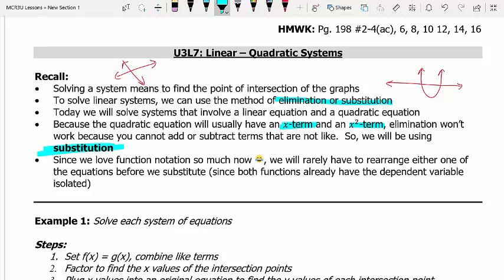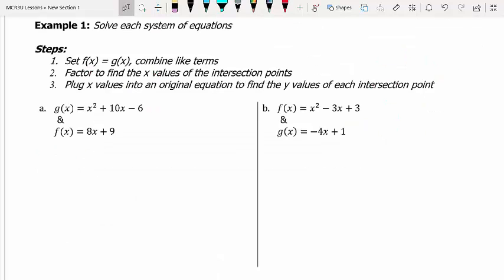And substitution is pretty easy. Because we're working with function notation, our f of x is always going to be isolated, so there's never going to be any rearranging prior to starting substitution. So it's going to be quicker than what you would have done in grade 10. Okay, so let's solve all these systems of equations.